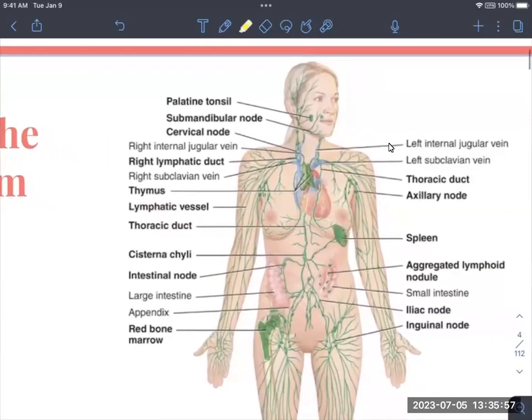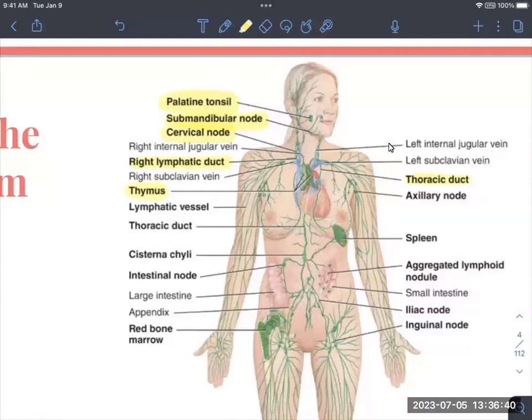So let's start looking at some of these different lymphatic organs here. We have tonsils. We have palatine tonsils, submandibular tonsils. Tonsils are part of your immune system and your lymphatic system. Anytime we see nodes, like cervical node, those are lymph nodes. We have a right lymphatic duct, and we have a thoracic duct. We mentioned the thymus in the endocrine system. The thymus works mainly with the immune system.